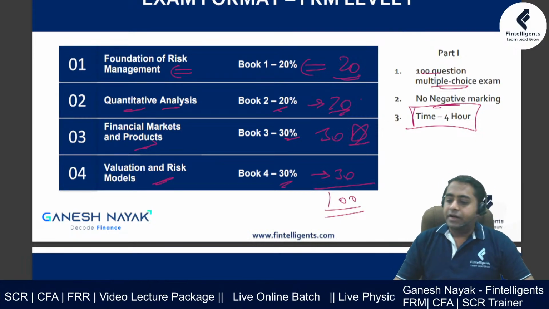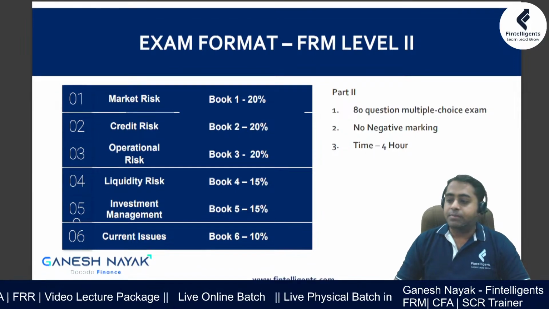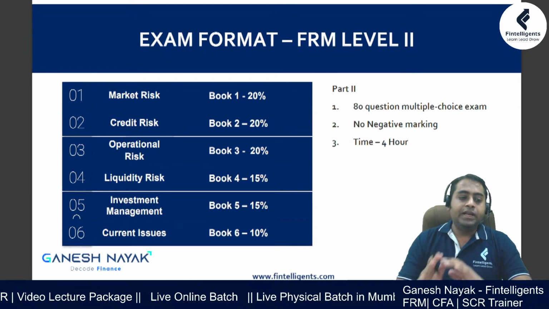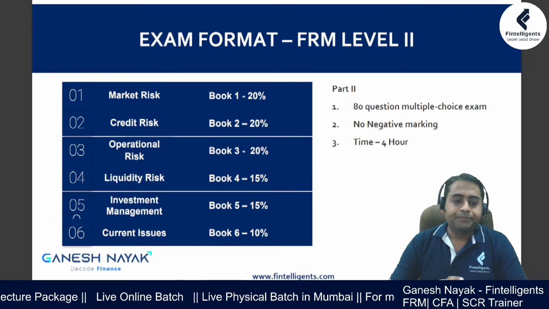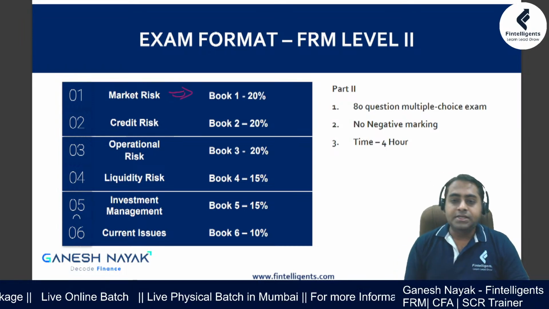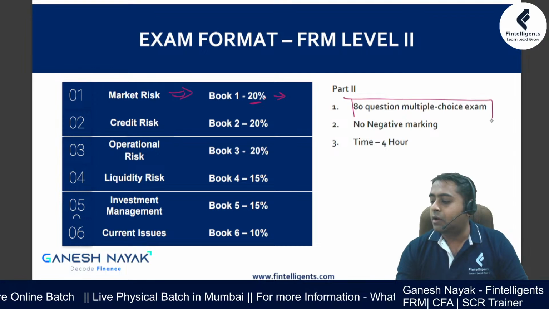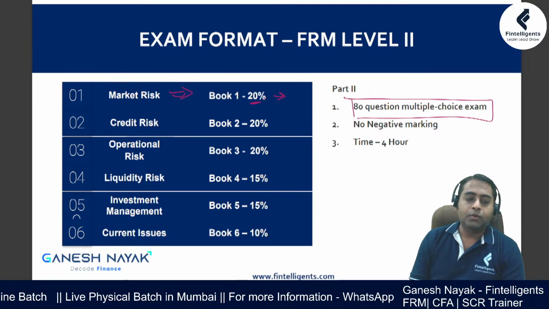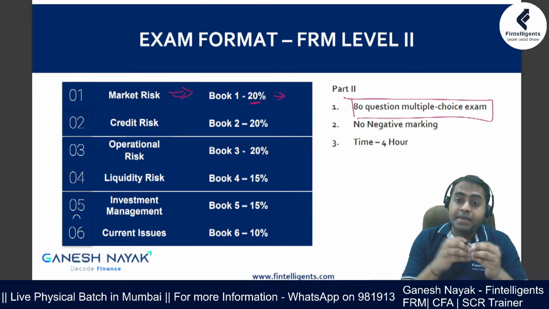Let us move towards Level 2. You should also be aware of the broader structure of Level 2. In Level 1 you had 62 chapters. In Level 2 you have 100 chapters. When we talk about 100 chapters, broadly you will find market risk. This is the first book. Weightage is around 20%, and overall you will get around 80 questions in the exam. With 100 chapters and 80 questions, they might mix also.